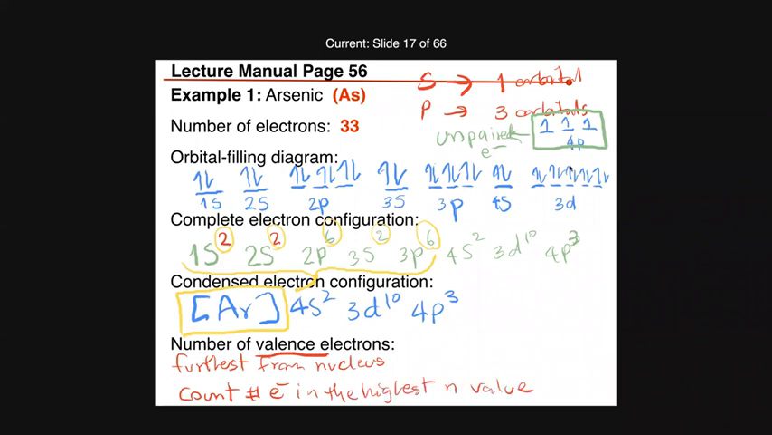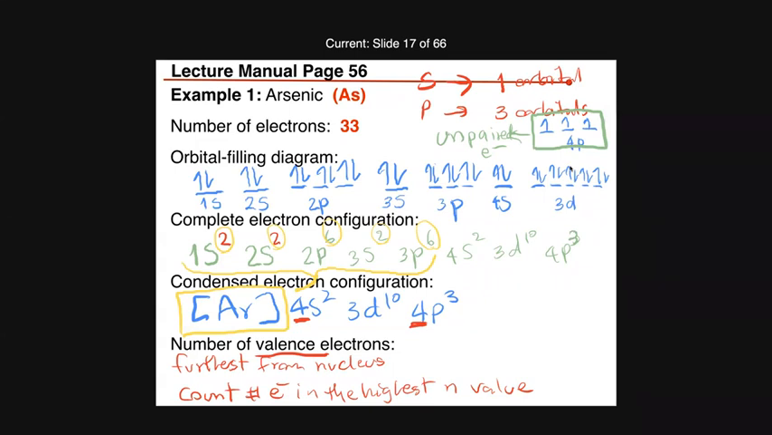The reason for that, we already see, right? As the n value increases, the electron is further away from the nucleus. If you're looking at everything in this electron configuration, whether it's the orbital filling diagram, complete electron configuration, or condensed electron configuration, you will see that the highest n value is when n equals 4. In this case, the highest n value indicates the outer shell electrons. So we are going to count the number of electrons that reside in this shell.